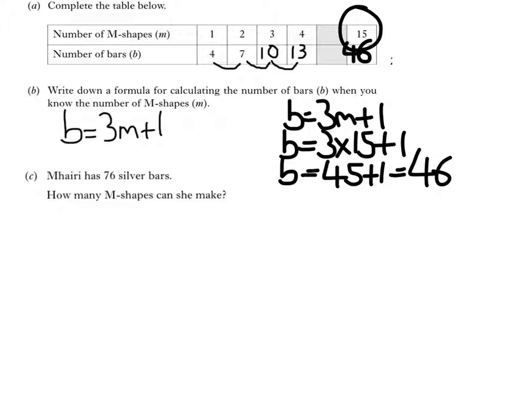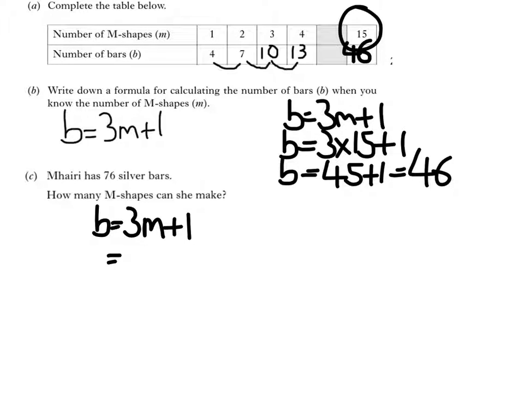So I would now put that in there, complete my table: 46. So now on to section C. If we have 76 silver bars, how many M shapes can we make? So this time we're going to use the formula but use it backwards. So let's write out the formula. B is equal to 3M plus 1.